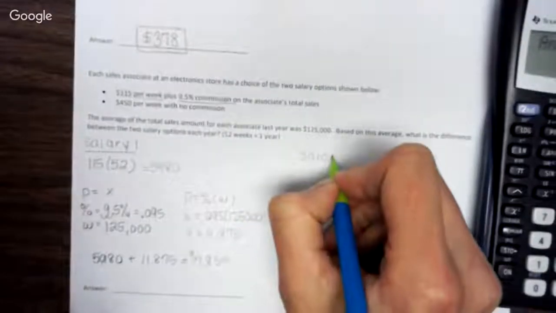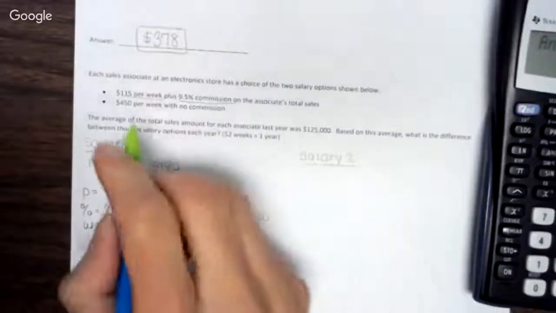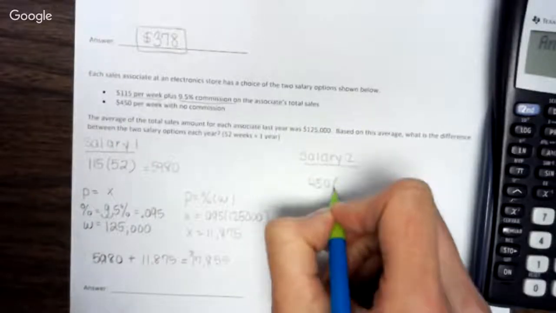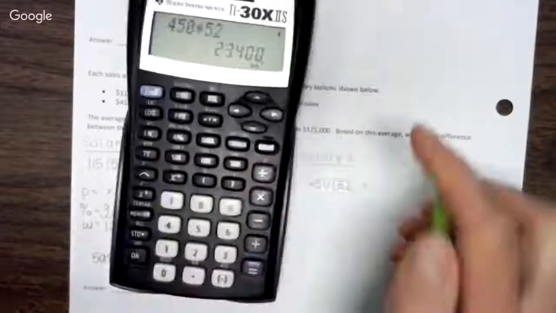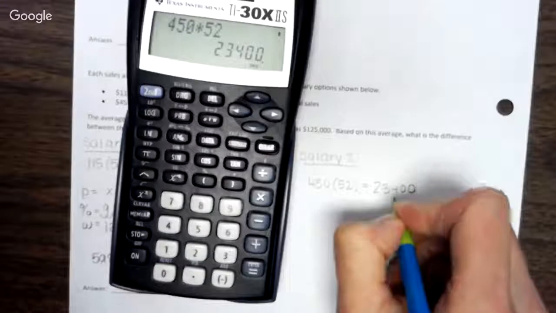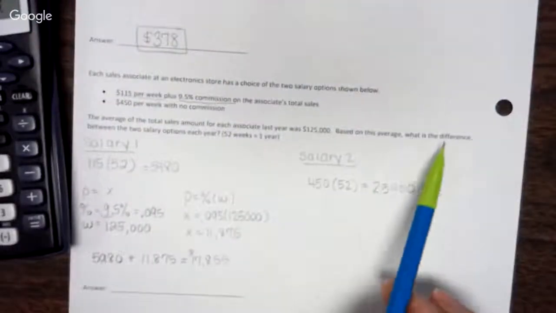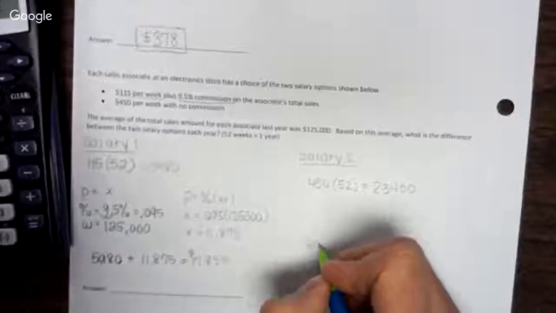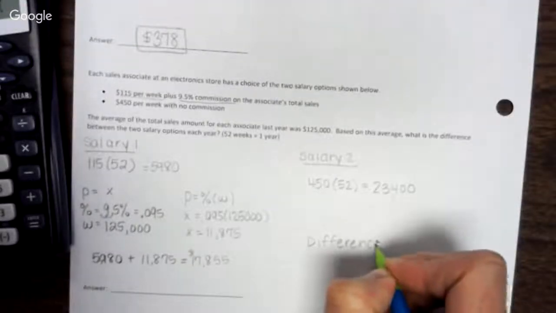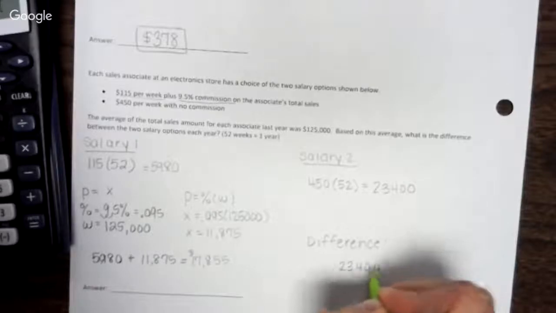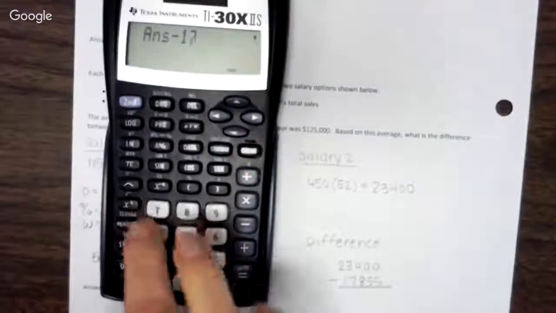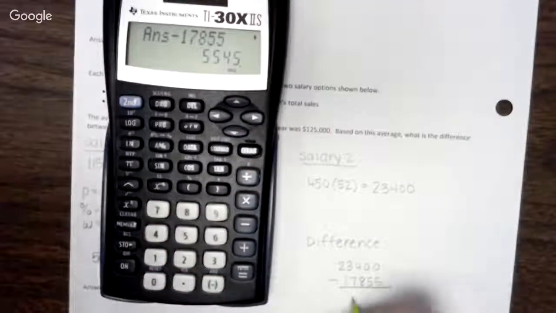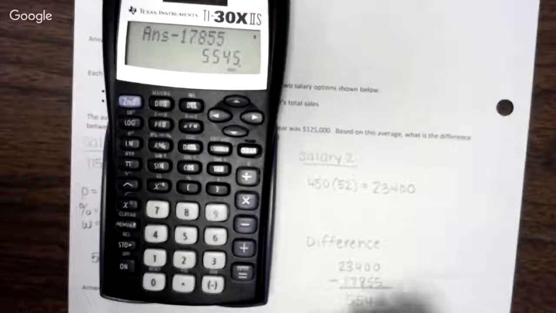Now, salary 2, okay, says that he makes $450 a week, no commission. So 450 times 52, you make $23,400. That's salary 2. So based on this average, what is the difference between the 2 salaries? So the difference means you're just going to subtract. So 23,400 minus 17,855. You can use your calculator for that. And the difference is $5,545. That would be your difference.